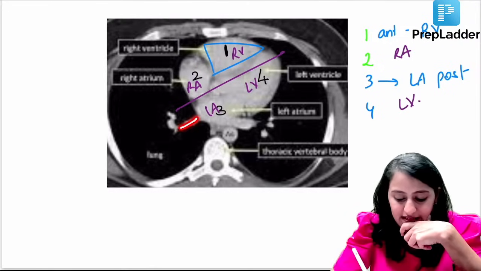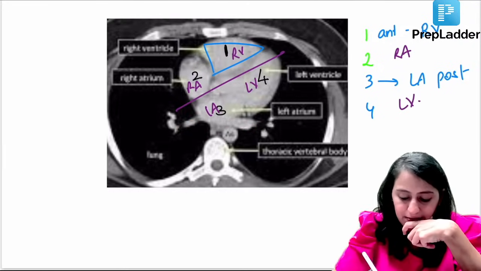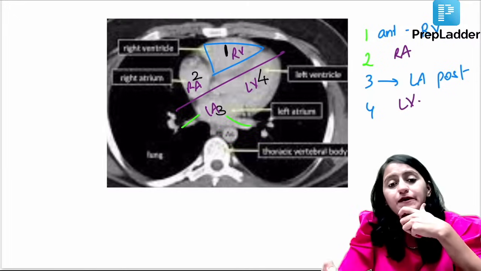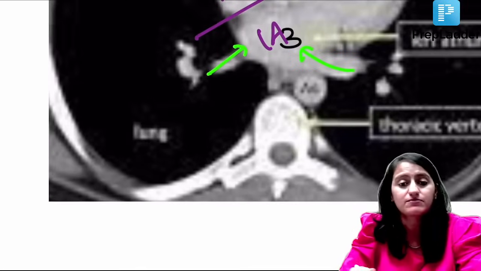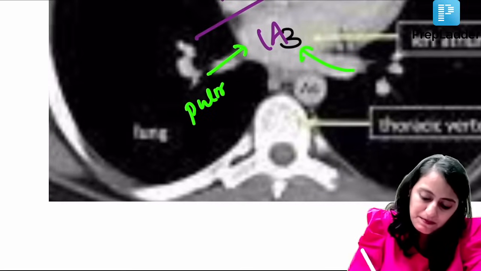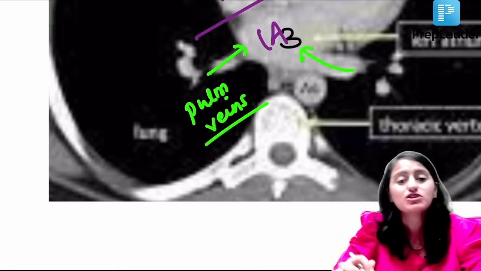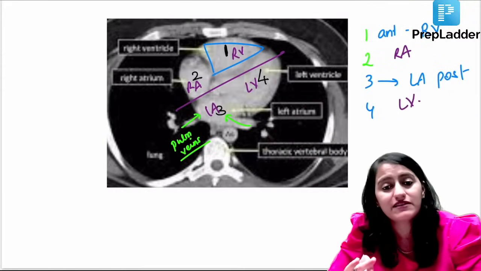Okay, and what are these structures? Logically thinking, what are these structures? Where are they draining? Into the left atrium. If they are draining into the left atrium, so what are they? They are pulmonary veins. This is how you logically think in the exam when you are given an image like this.